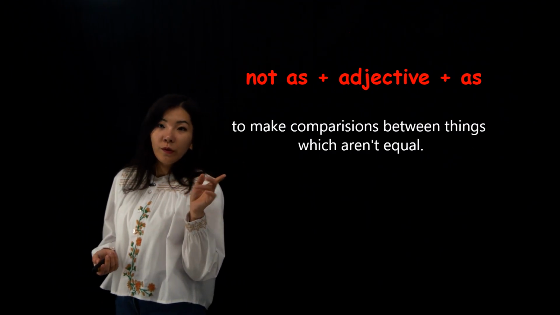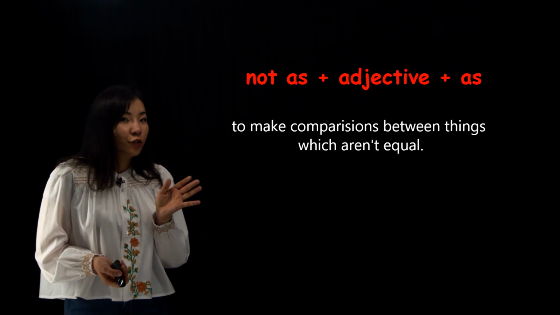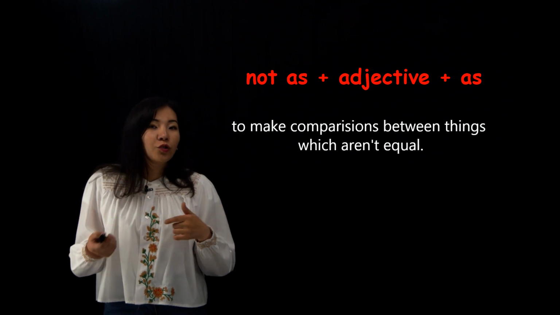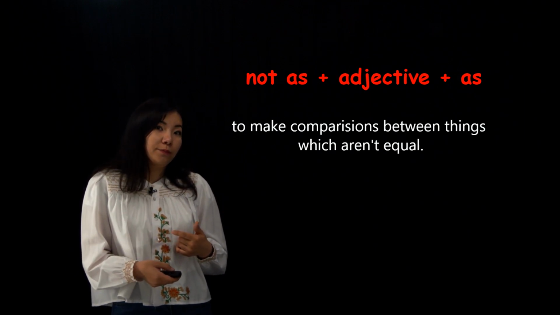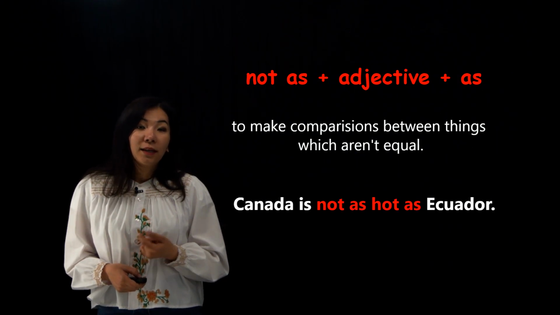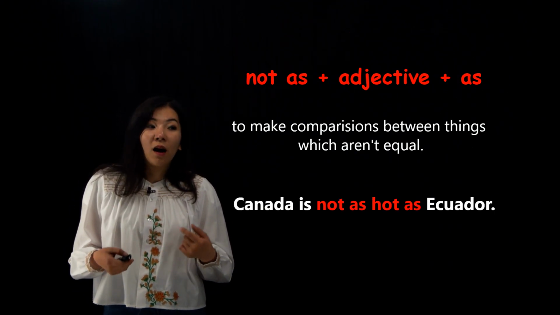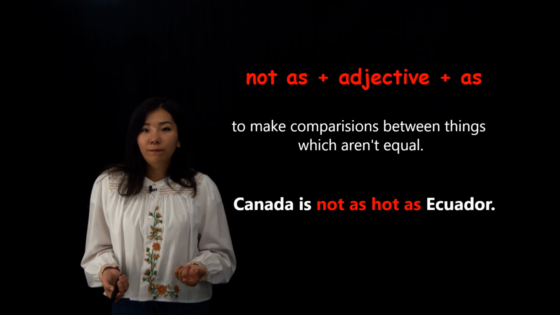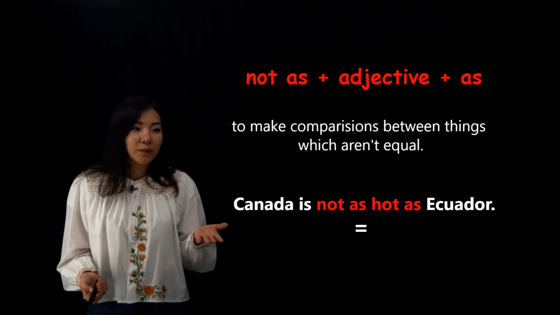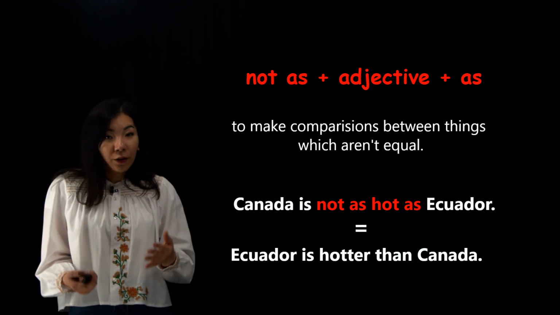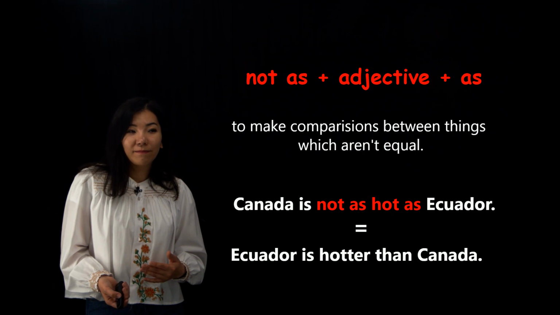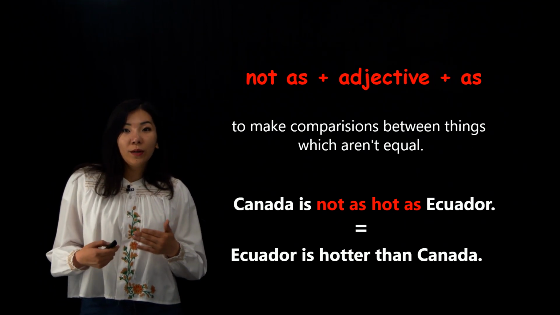We use this structure in order to make comparisons between things which aren't equal. For instance, Canada is not as hot as Ecuador. Yes, because Ecuador is hotter than Canada, right? So they are not equal.